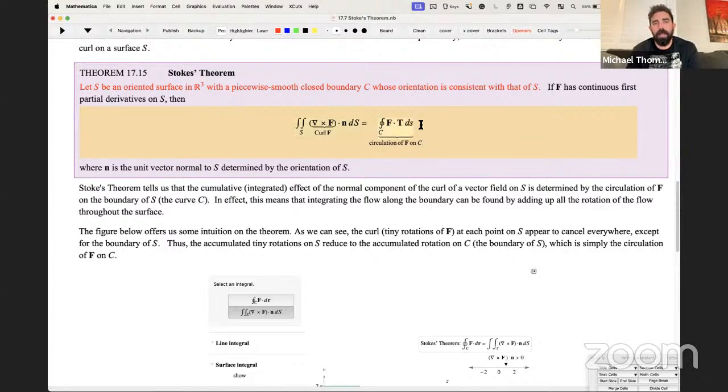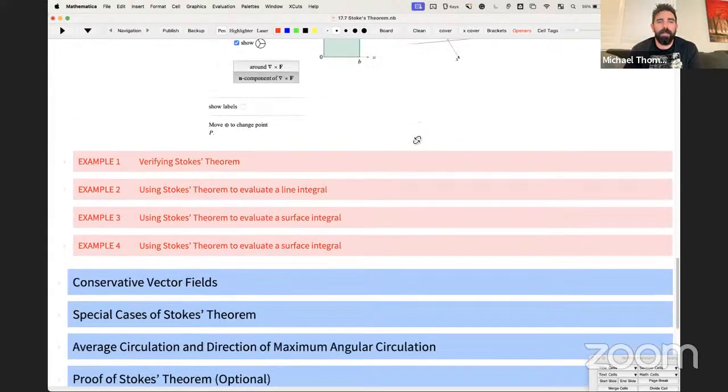On the flip side, let's say you're asked to add up all the components of curl in the normal direction on the surface. This is difficult, but the boundary curve is super easy to work with. Well, in that case, you just evaluate the line integral. So you can use it to your advantage on each end. Okay, so let's use it.